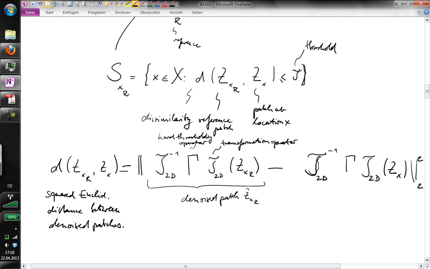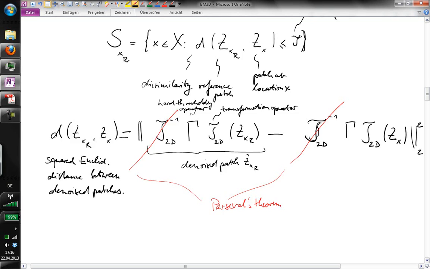Now there's a small trick here, namely, if I want to compute this squared Euclidean distance, I can also do it in the transform domain. So I don't need to really transform back. This is thanks to Parseval's theorem, or I think it's called Rayleigh's theorem in other disciplines, which I will also show and prove in a week or two.